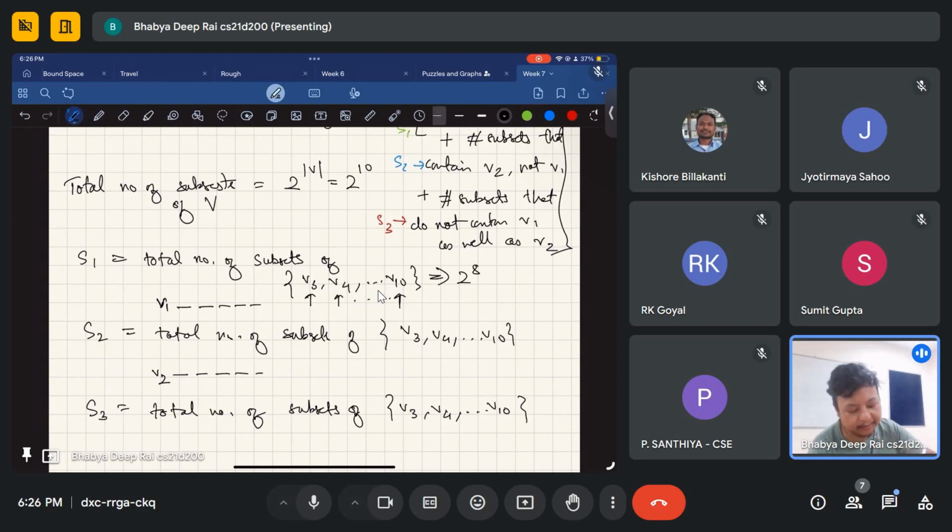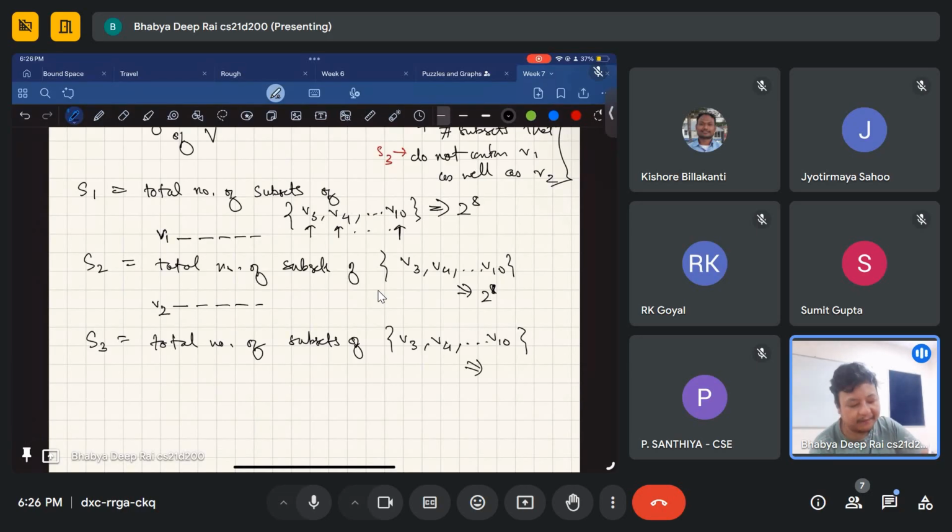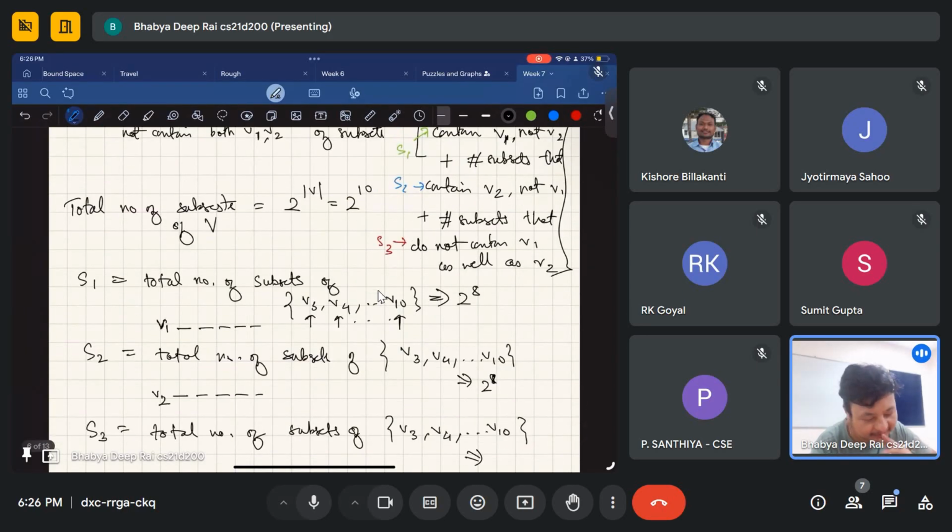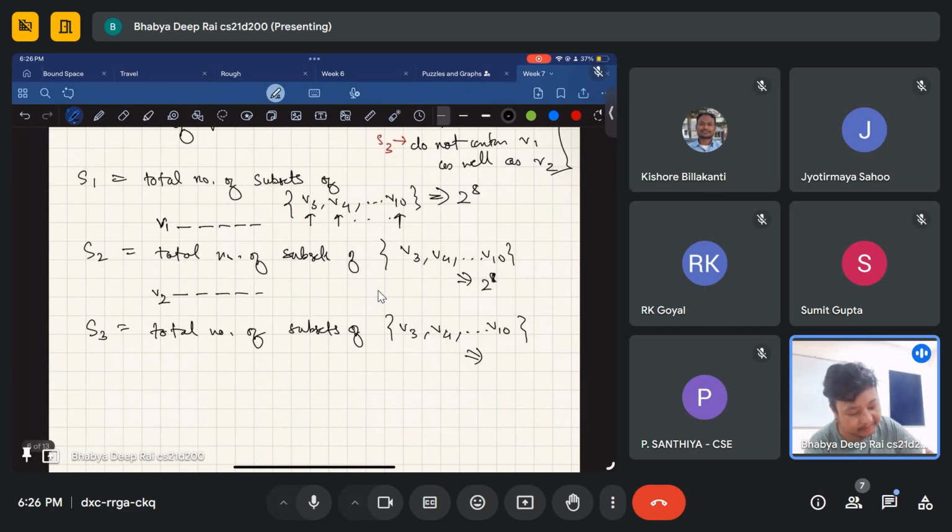Yeah, that's correct. You are removing 2. So here also 2 power 8, because again the size of this is 8, and here you have the total number of subsets of V3, V4. You're not fixing. Okay, so this contains subsets that do not contain V1 as well as do not contain V2. So this is also 2 power 8.